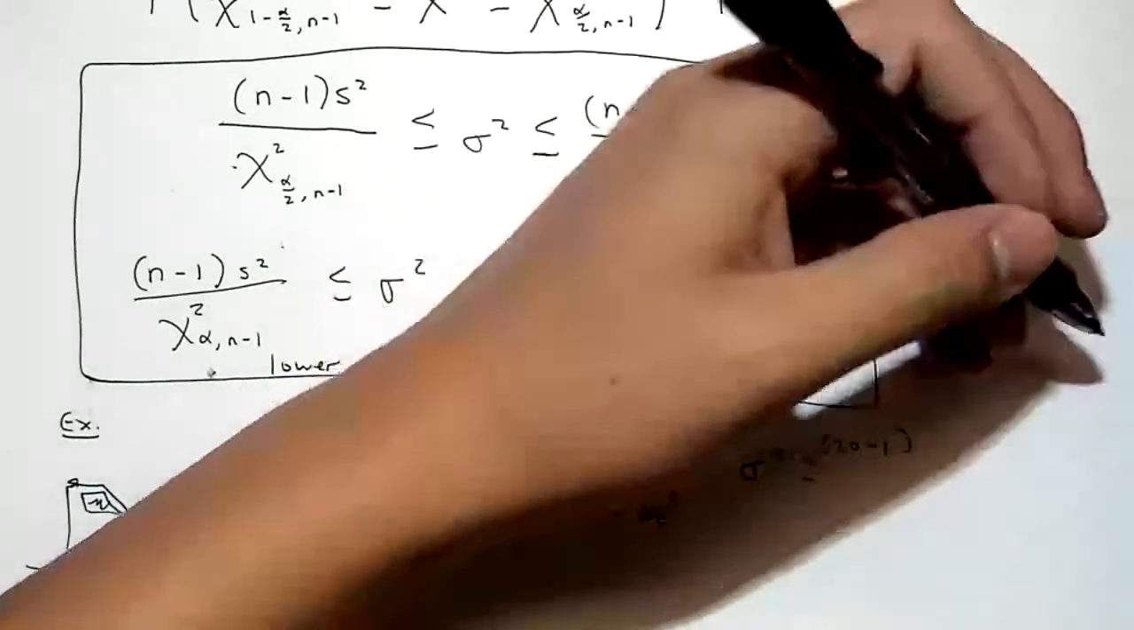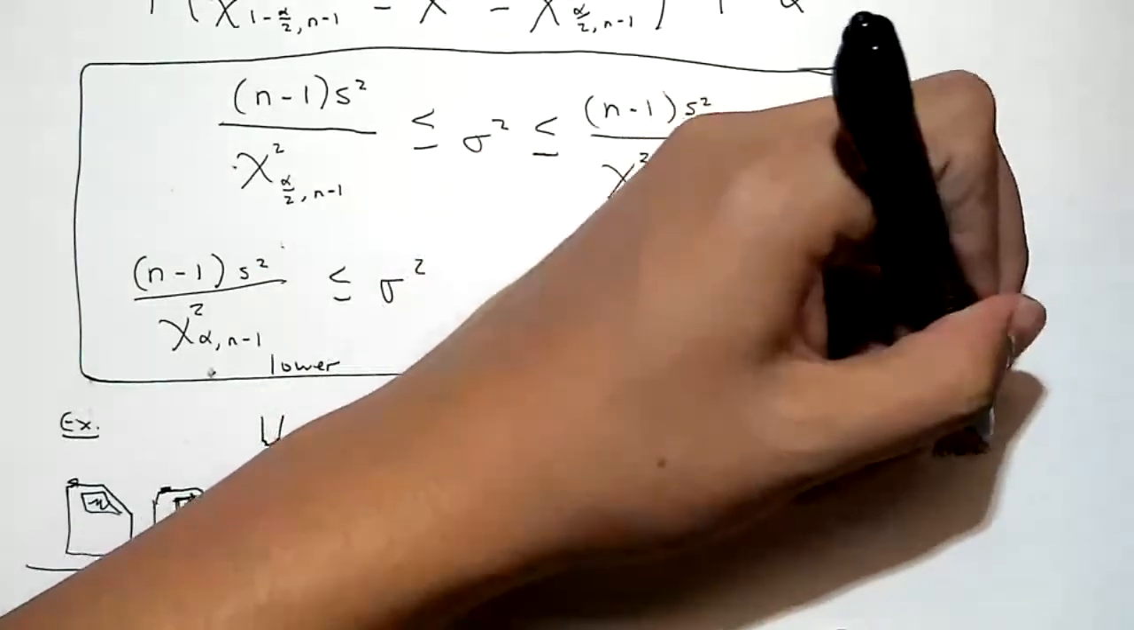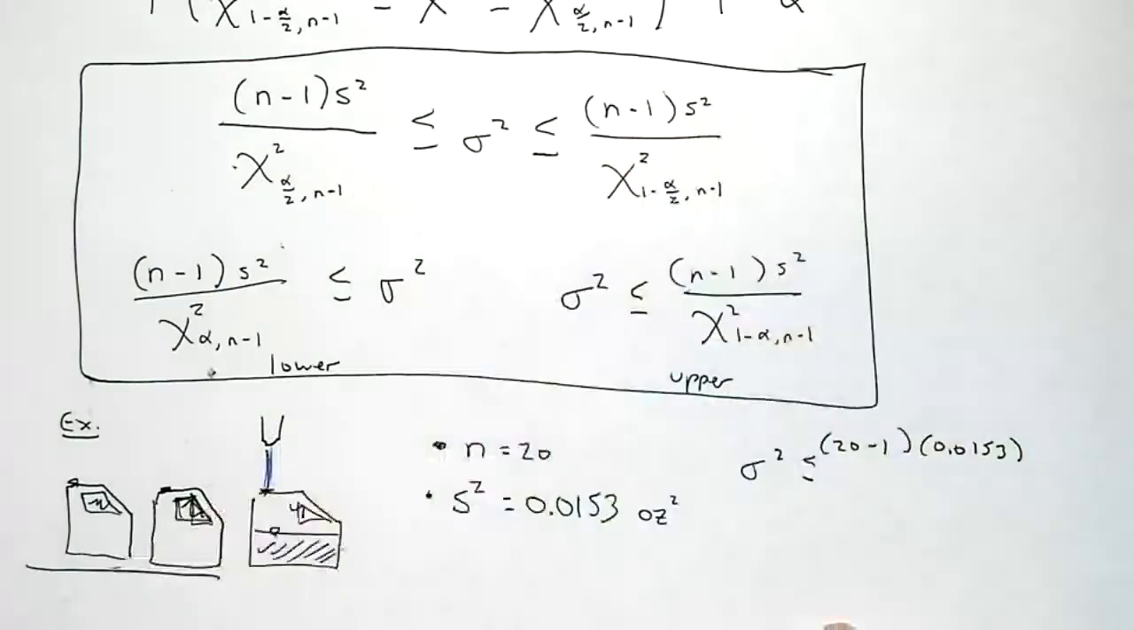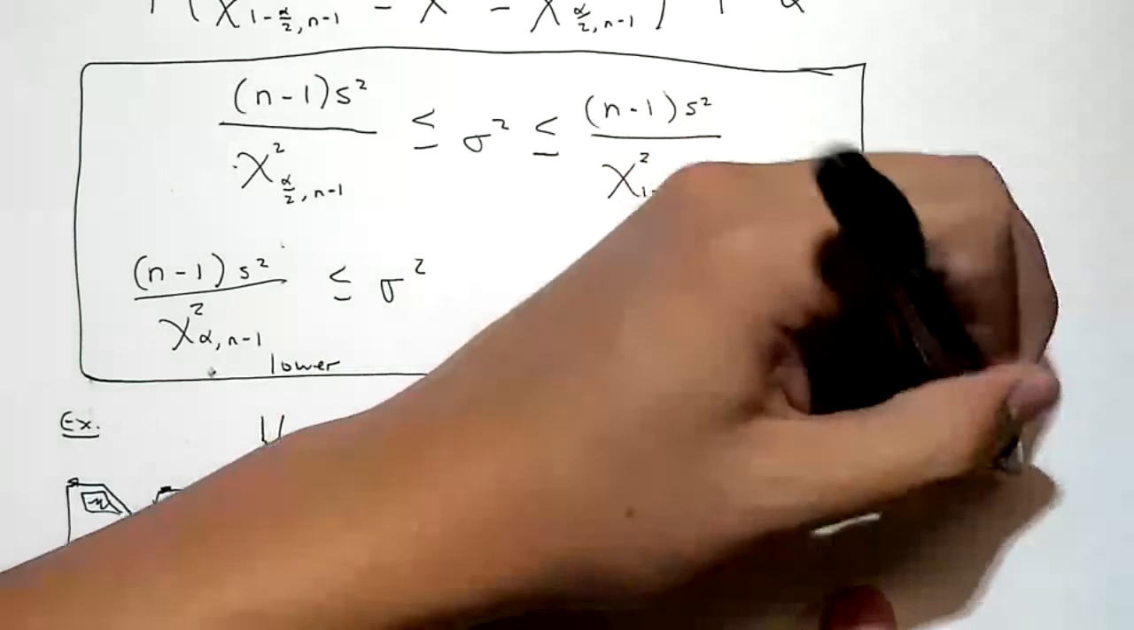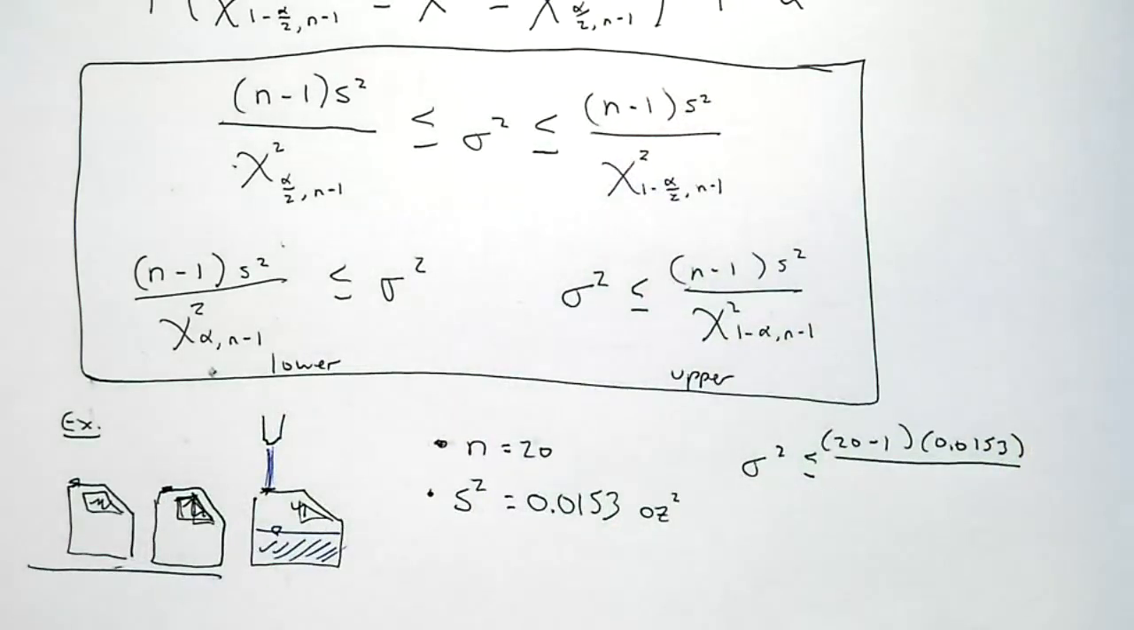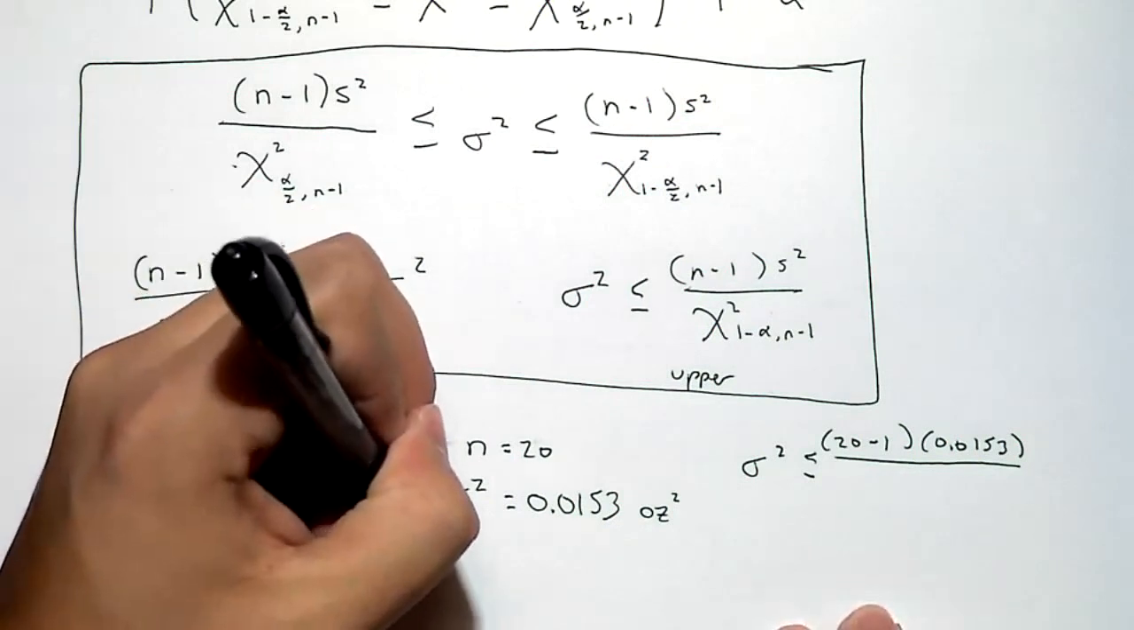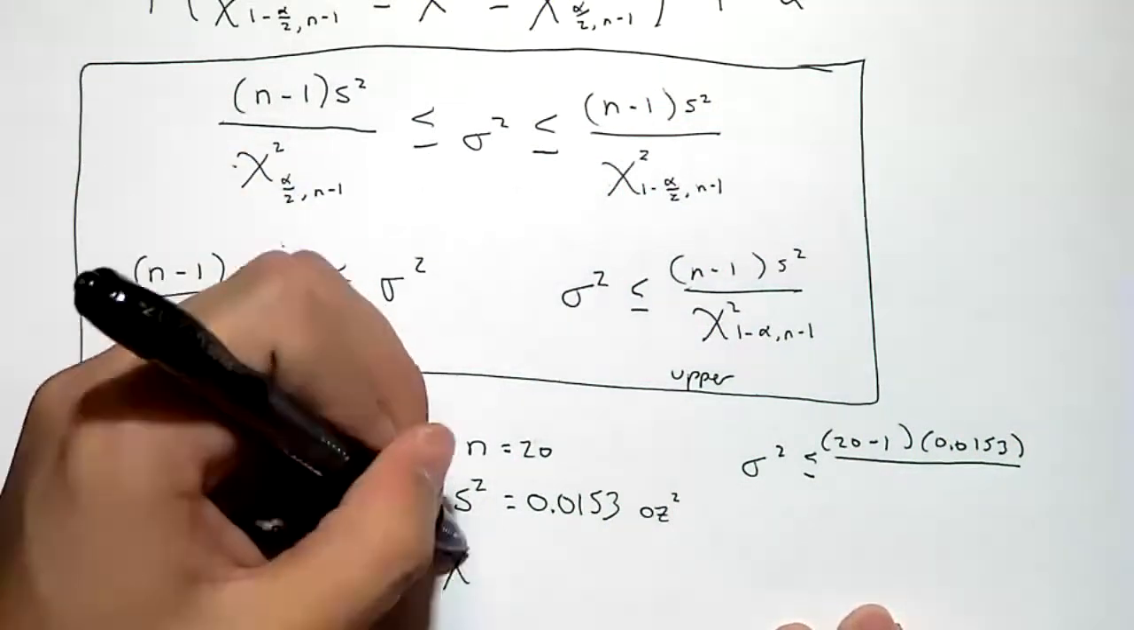And I have calculated my sample variance to be 0.0153. By the way, there is a typo in the textbook for this example, so just make sure you copy the example from the class, because there's a typo in the book. And of course, now I'm going to have to find my chi-squared value of 1 minus alpha for n minus 1 degrees of freedom.